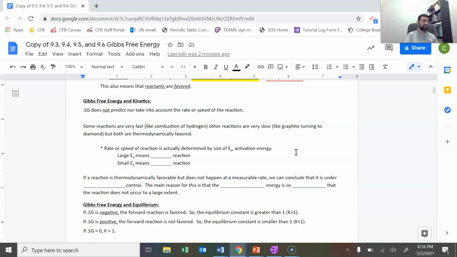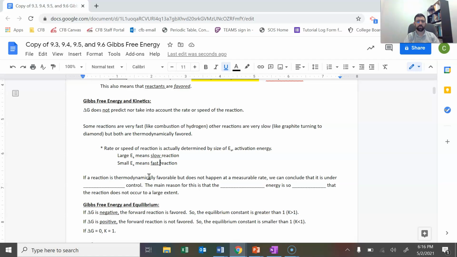So if your activation energy is too big, that can make it to where the reaction doesn't happen fast enough for it to really even be worth thinking about. A large activation energy means a very slow reaction. And if we have a small activation energy, that means a very fast reaction. Remember, that's that bump on your potential energy diagrams. That's what activation energy is.